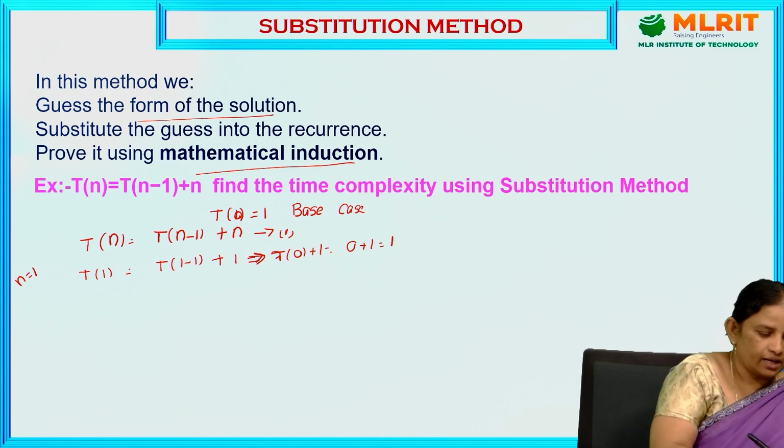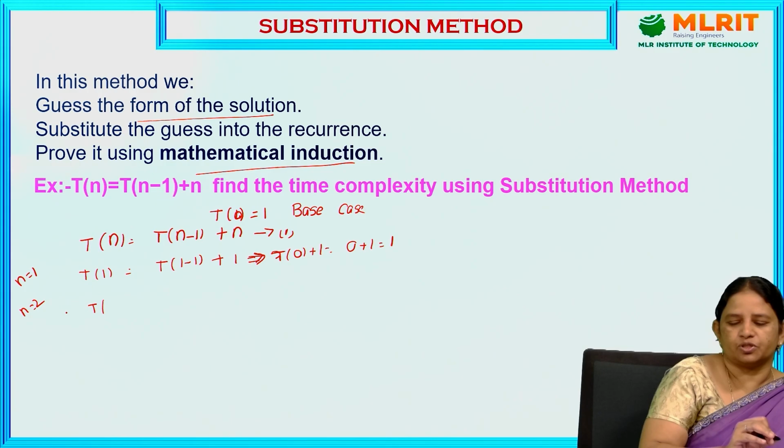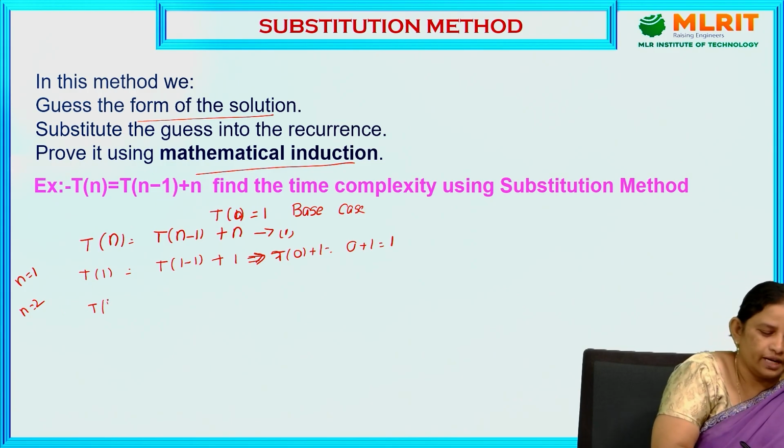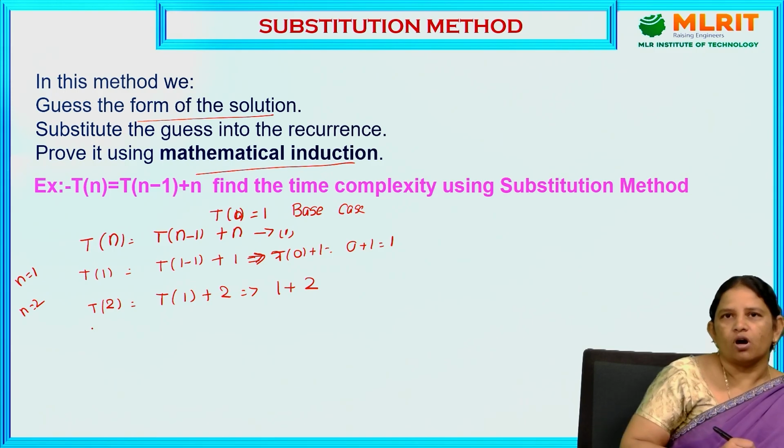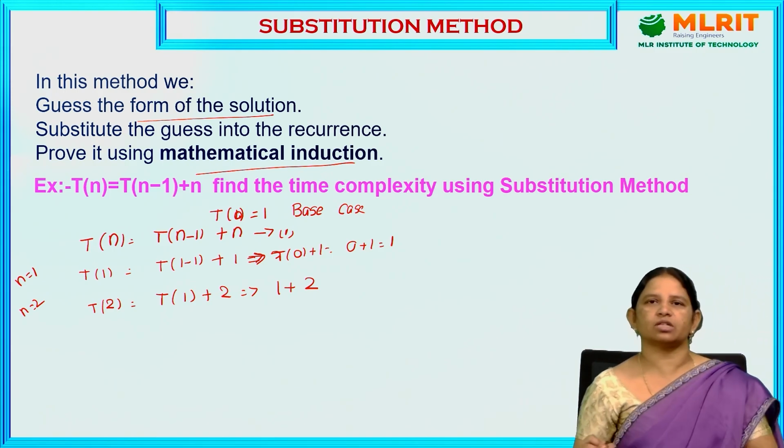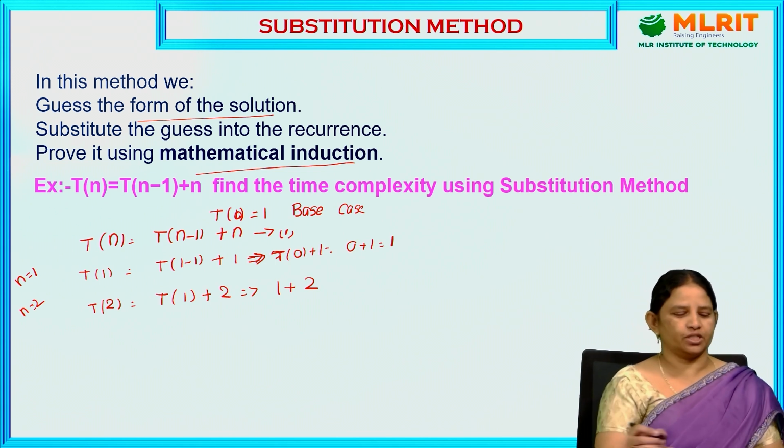Okay, then n equal to 2. So all values are substituted in equation number 1 only. T of n equal to 2: T of 2 minus 1 means T of 1 plus 2. T of 1 is 1 plus 2. This is the forward substitution. We have to start from the base case and it is repeated until the general case has to be satisfied.